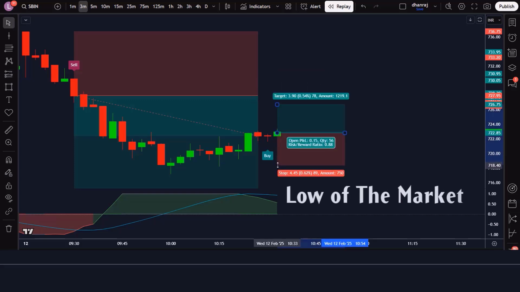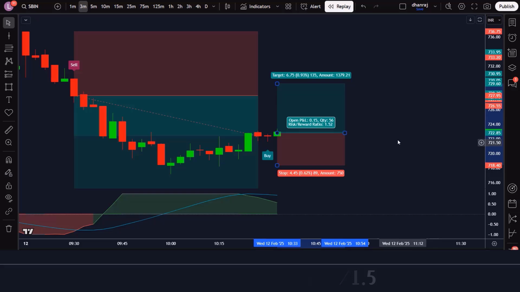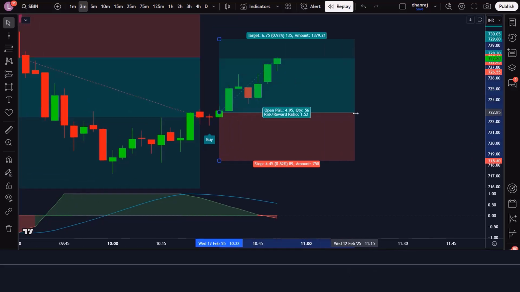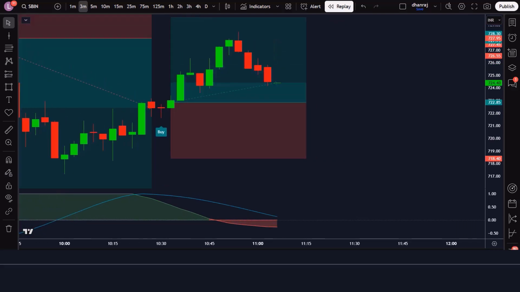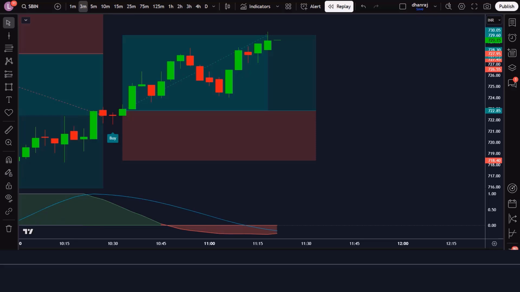Here the market has made a bullish candle to give confirmation. So all our conditions are being fulfilled, so we are placing an order to buy. Our stop loss is to be placed at the low of the market, and the risk to reward ratio will be 1:1.5. Let's see what happens to our trade. Our trade is running in profit. We have won this trade.